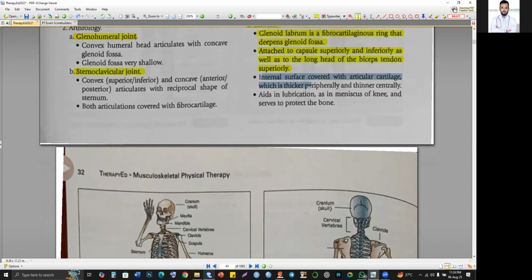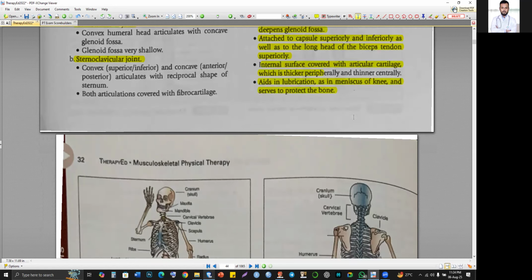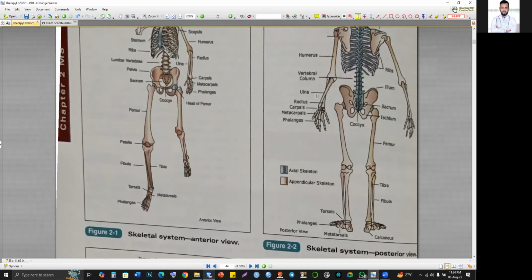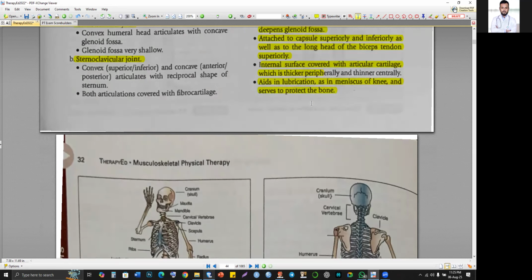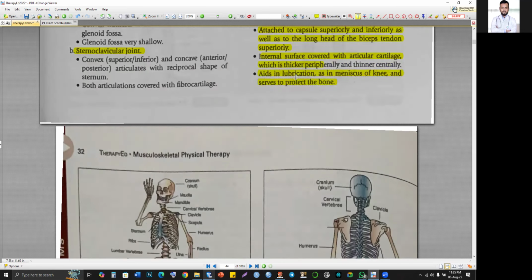aids in lubrication. This is a much more important function. It aids in lubrication as a meniscus of knee. So we know there is a similar kind of structure in the knee that is called meniscus and serves to protect the bone. So labrum is specifically, you can say, lubrication helps for the easy-going movement, I mean the free movement of the joint is actually done by the labrum.